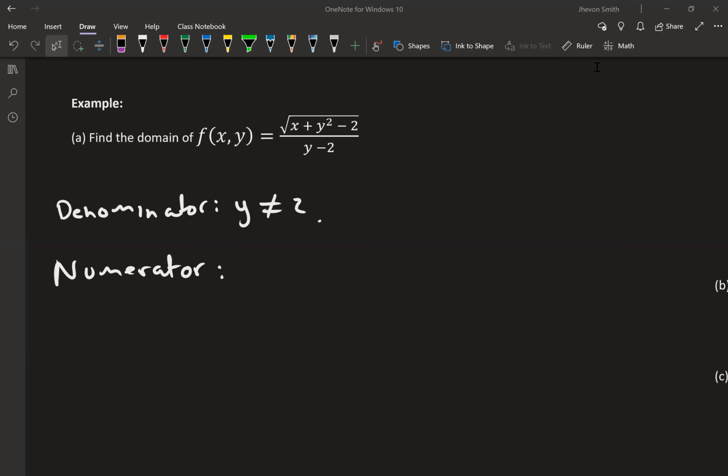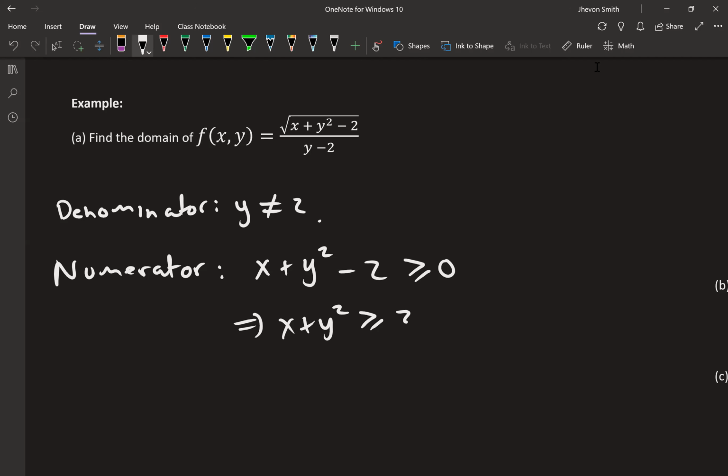Everything that's under the radical needs to be greater than or equal to 0. So x plus y squared minus 2 needs to be greater than or equal to 0, which means x plus y squared needs to be greater than or equal to 2. You shouldn't break them down individually and say your x has to be greater than 2 or your y has to be greater than 2. The combination x plus y squared, that whole thing, needs to be greater than or equal to 2. So we have two requirements here.